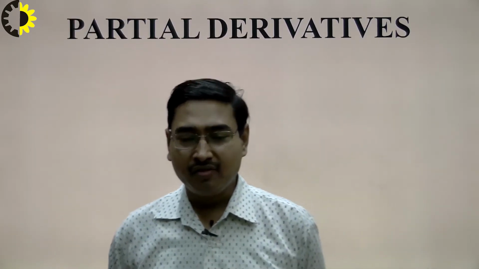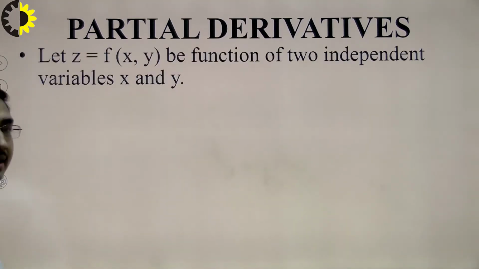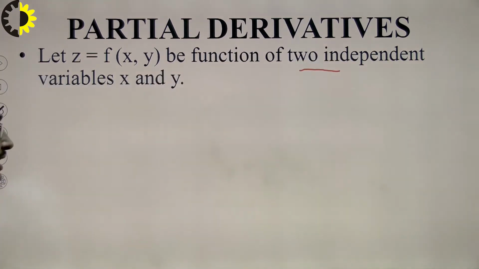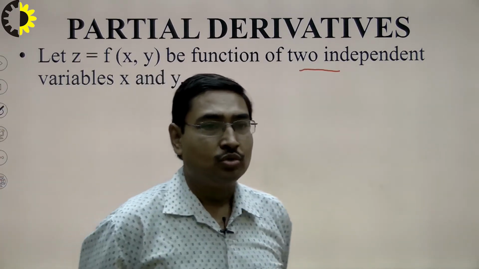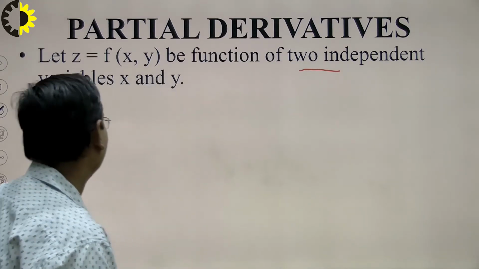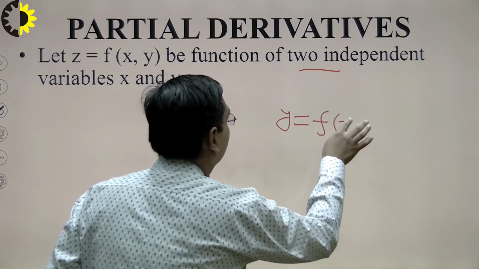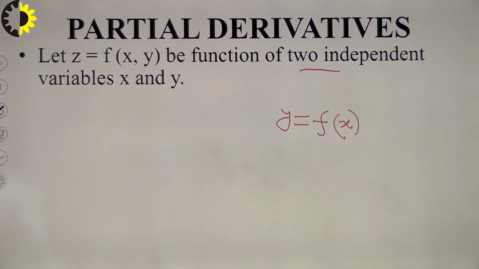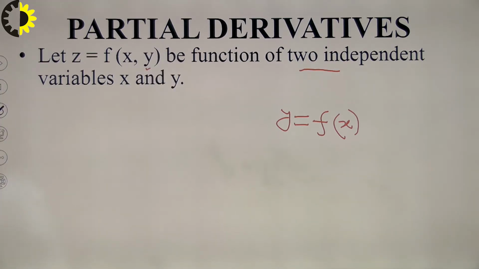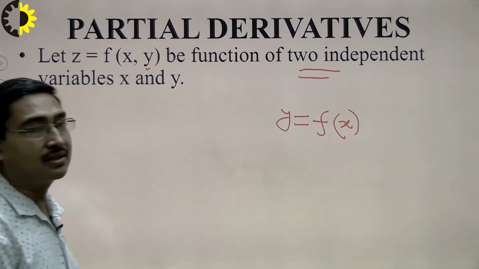Now we move towards our first topic, partial derivatives. Let z equal to f(x,y) be a function of two independent variables x and y. Till 10 plus 2 we have come across the functions of one variable, and at that level we usually represent y as a function of x. This time we are generalizing this concept to two variables x and y.